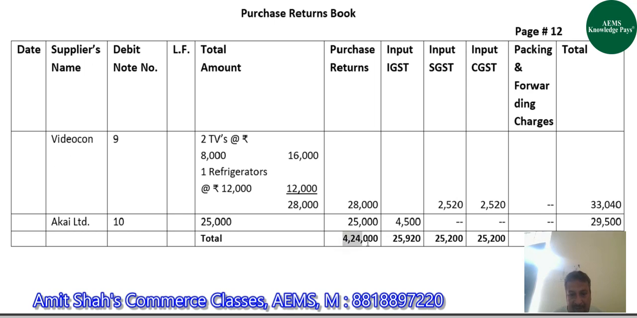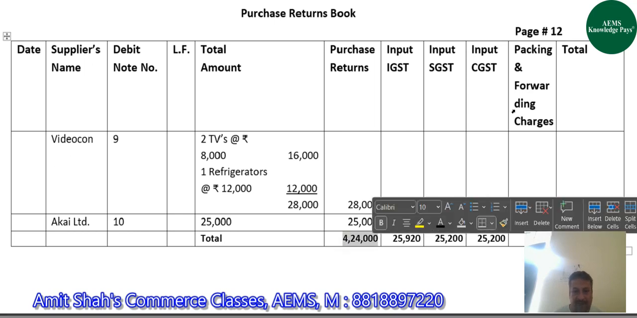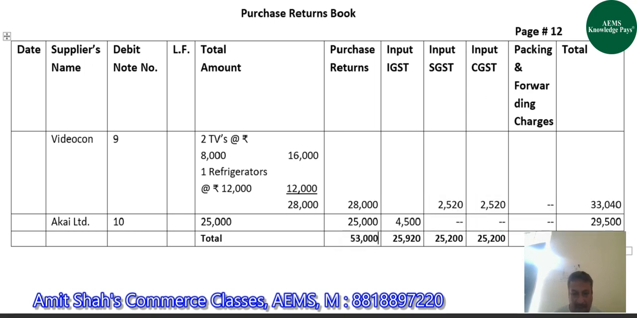The total of purchase returns is 53,000. Here 4,500, here 2,520, here also 2,520, here nothing. That's it.